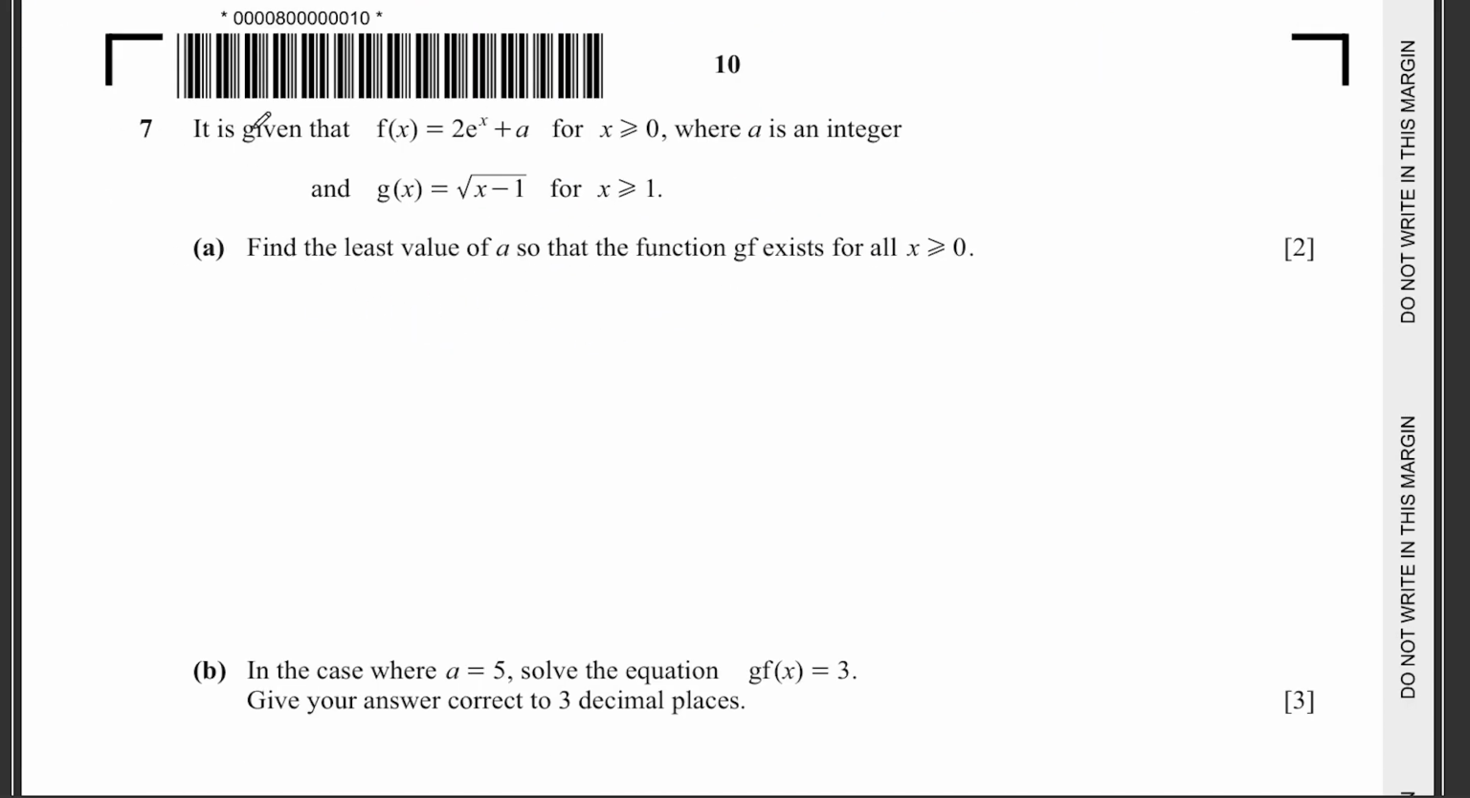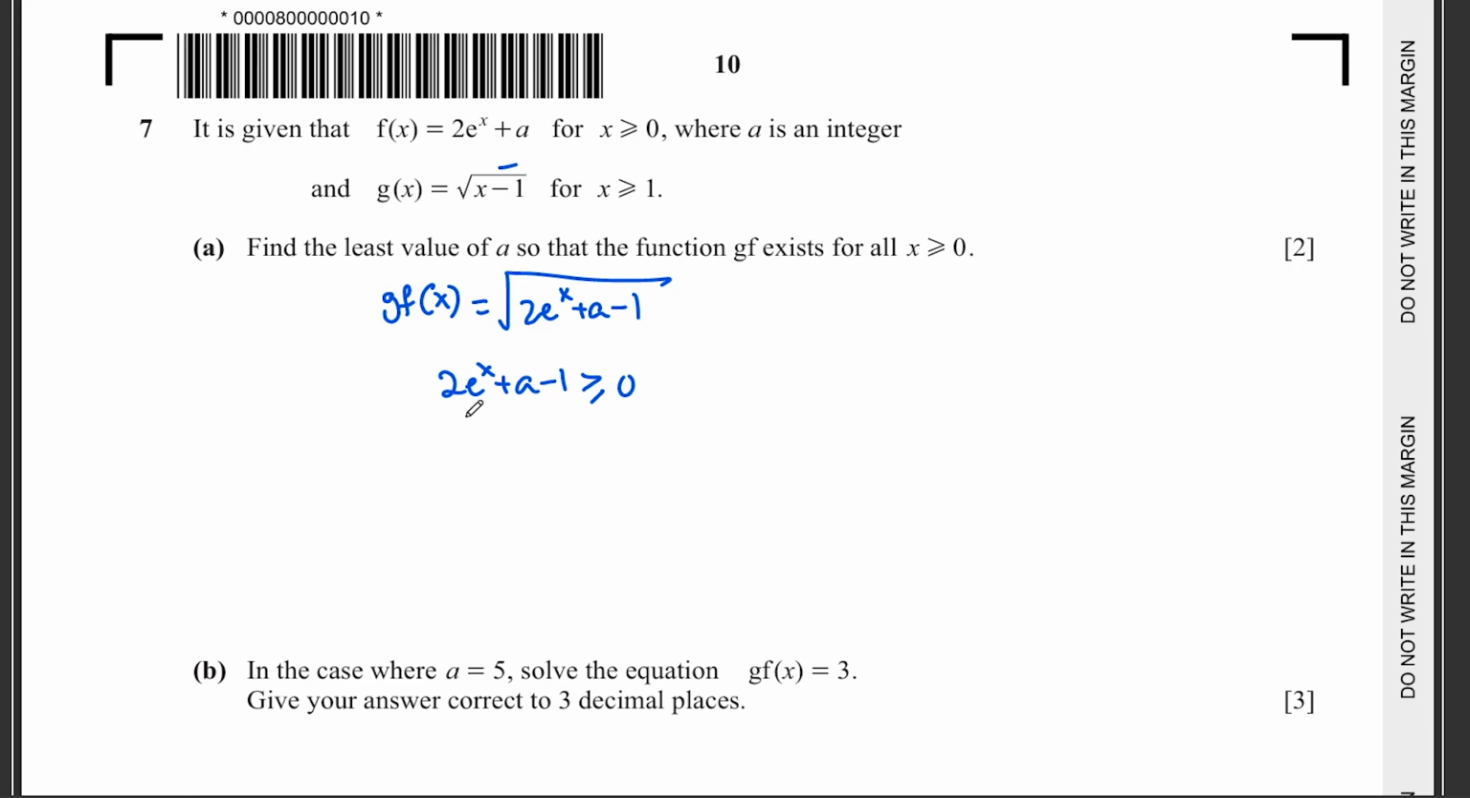Right, so for question 7, we are given two functions and we want to find the value of a such that this composite function gf exists for all x greater than 0. So maybe it's convenient if I just write out the composite function first. We're given that the composite function is a square root, and for a square root to exist, the inside of the argument has to be greater than or equal to 0.